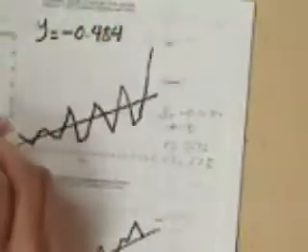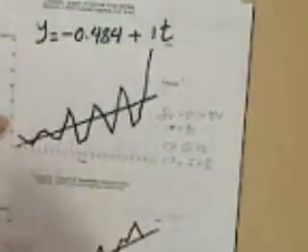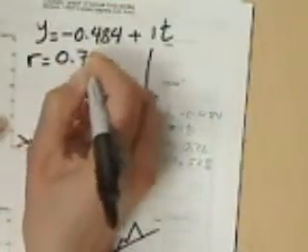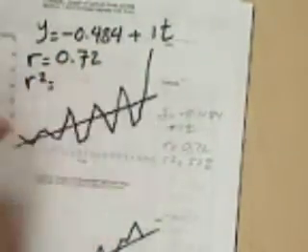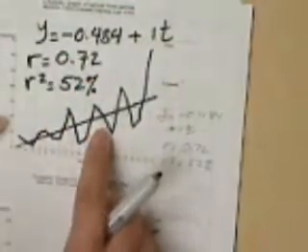maybe you cannot see it, I'll write it over again. It says y is equal to negative 0.484 plus 1 times t. And the correlation coefficient for it is 0.72, and the coefficient of determination is only 52%. So that's not a very good, strong model.